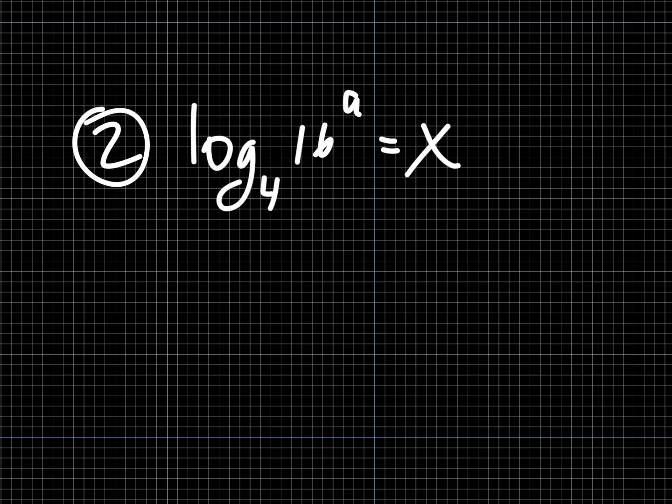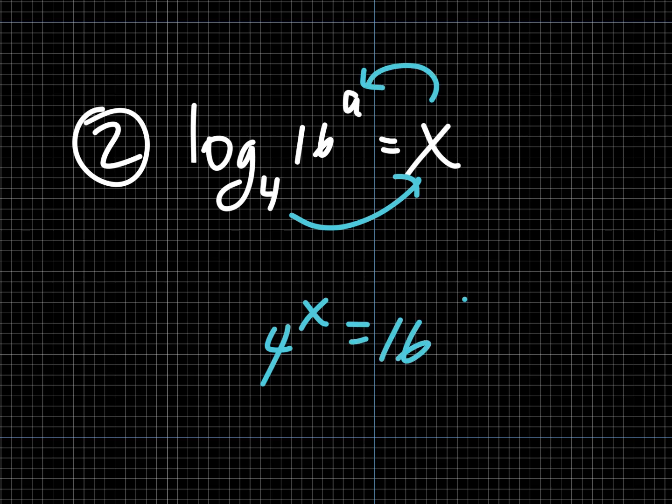Josh, would you read it? Log base 4 of 16 to the a power is equal to x. I'm thinking rewrite again. 4 to the x equals 16 to the a. And then, the bases aren't the same. Isaac, what base should I use? 4. So I'm going to change the 16 to a 4, and then x equals a.